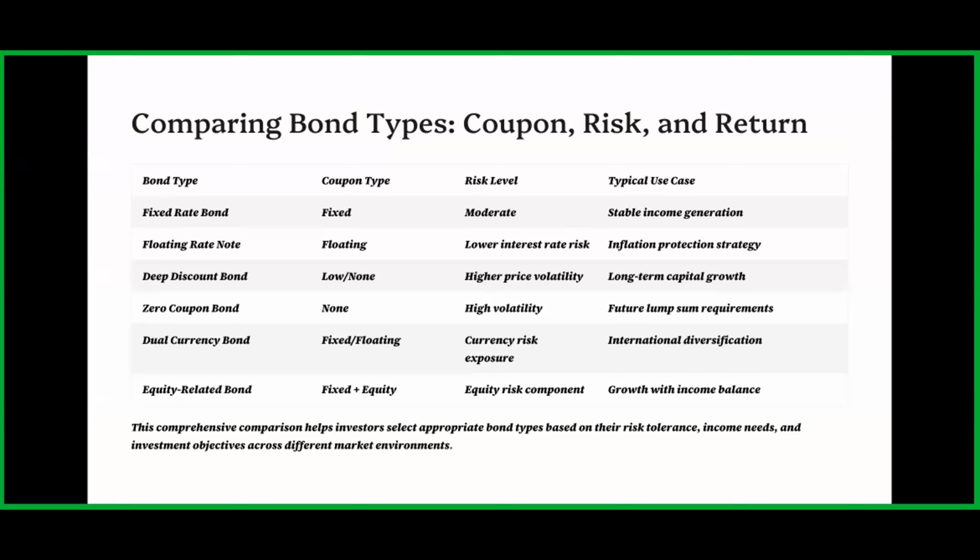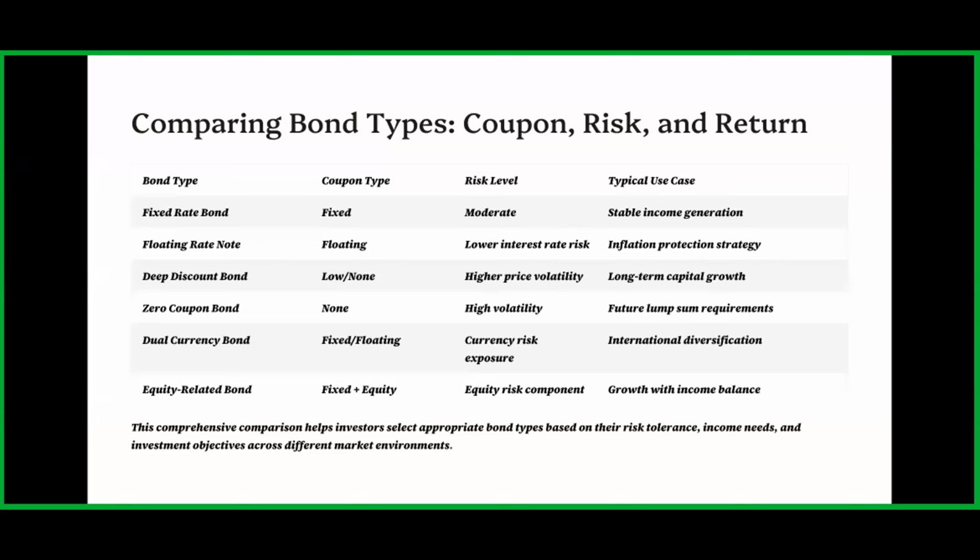Next one is the dual currency bond, maybe fixed or floating. It depends upon the two parties, the company and the investors, who mutually decide the fixed or the floating. In equity related bond, the coupon rate is fixed, but you can convert your face value into the equity. That means a fixed coupon rate plus equity. Okay, so this is the difference of the coupon types for the different bonds.